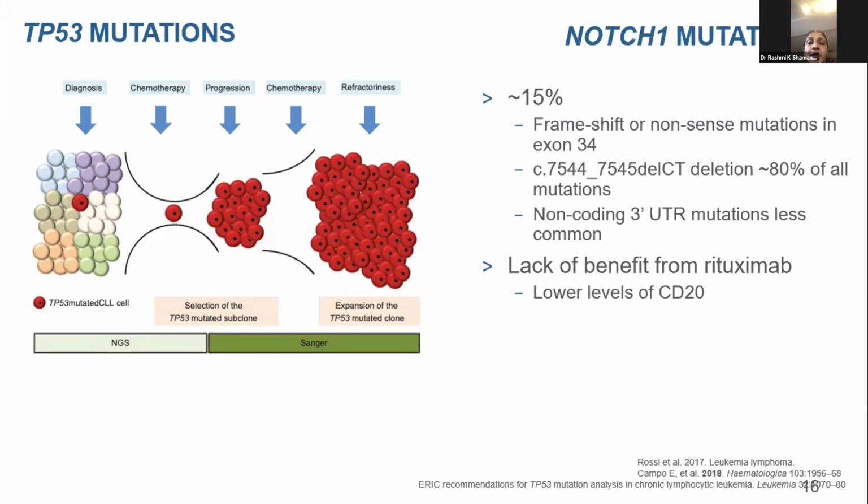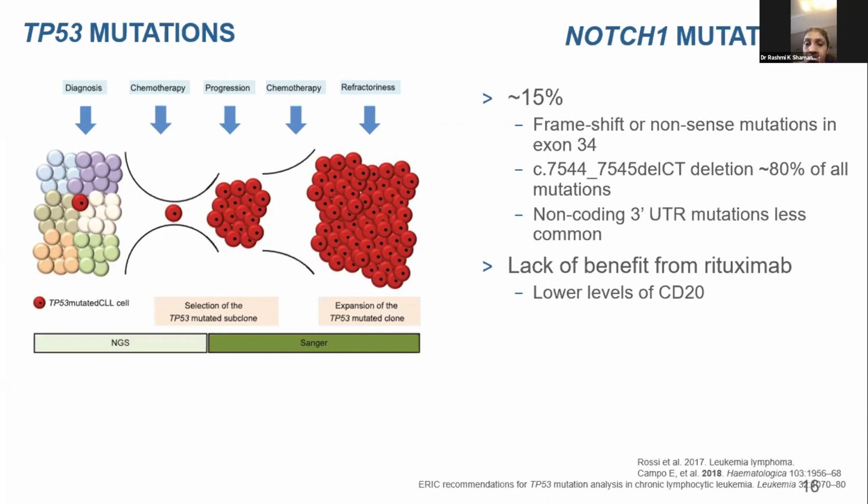And the Notch1 mutation, for example, is seen in 15% of CLL. The most frequent is the frameshift or nonsense mutations involving exon 34. The 2 base pair deletion is seen in about 80% of cases, but in about 20%, we see the non-coding mutation that's located in the 3' UTR region. So when we select the lab or the panel, or when we design the panel, we have to make sure that the 3' UTR is incorporated in the Notch1 gene.